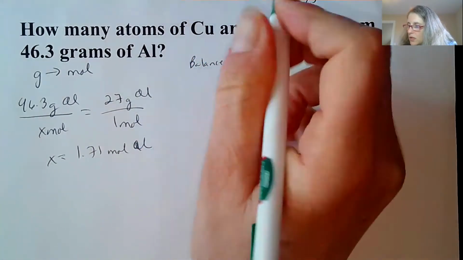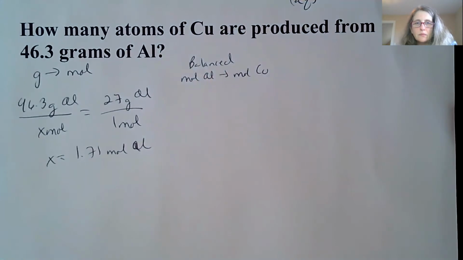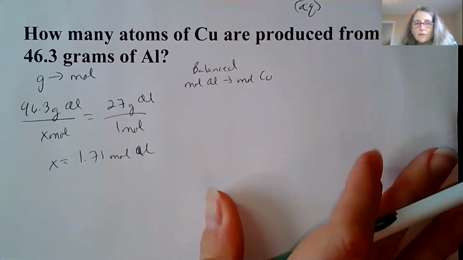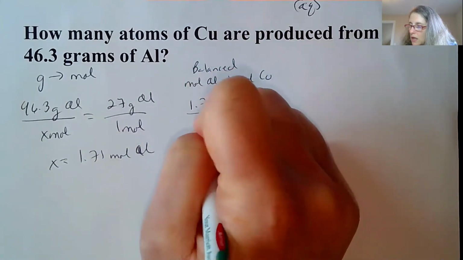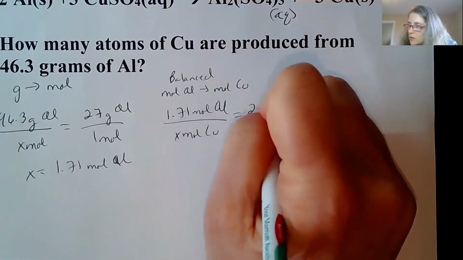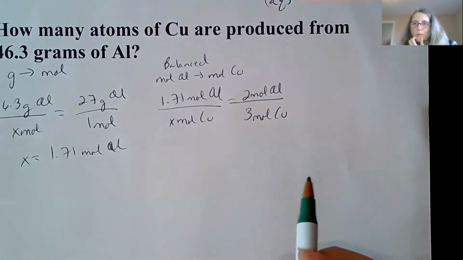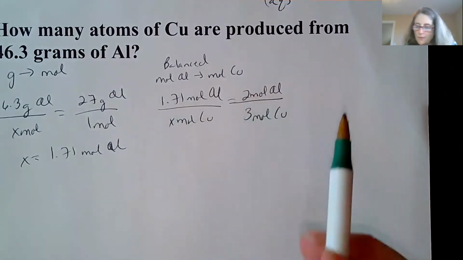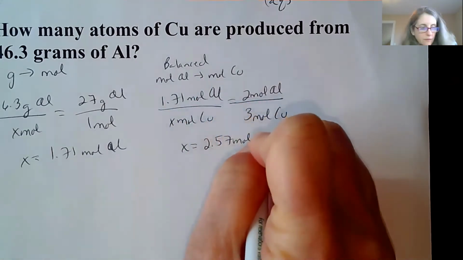Then I have my balanced equation. I'm going from moles of aluminum to moles of copper, so I have to use the balanced chemical equation. I have a 2 in front of the aluminum and a 3 in front of the copper. It doesn't matter how you set up these proportions, as long as you know what you are solving for. So this is moles of copper that I'm solving for. I have 2 moles of aluminum for every 3 moles of copper from our recipe, our stoichiometry, our balanced chemical equation. So I'm going to take 1.71 times 3 and then divide by 2. So I get approximately 2.57 moles of copper.